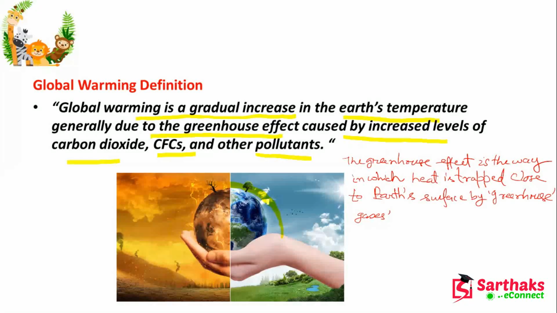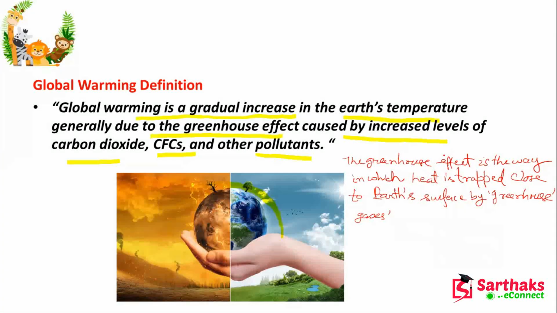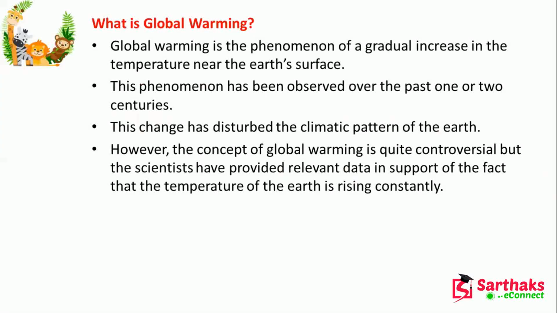That means the heat cannot go to the higher level of the atmosphere, right? So this is the greenhouse effect, and due to the increase in the levels of carbon dioxide, CFCs, and other pollutants, the greenhouse effect will occur, and due to that, global warming will occur. Now, what is global warming? Global warming is the phenomenon of a gradual increase in the temperature near the Earth's surface. So, let this be the Earth.